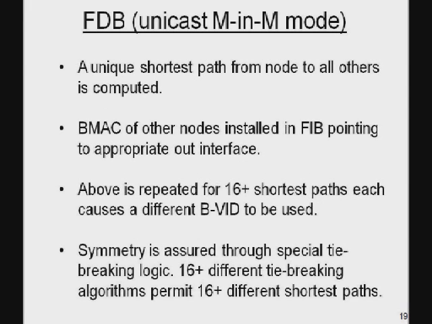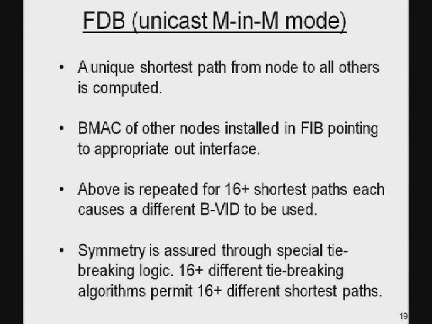The unicast transit state or forwarding table essentially consists of a unique shortest path from this node to all of the other nodes. So we compute those shortest paths, similarly to what we would do with Dijkstra in OSPF or IS-IS, and install those. The forwarding table, of course, contains a BMAC for each of the other nodes, and it points to the appropriate outgoing interface to get to that along the shortest path that is being used here.